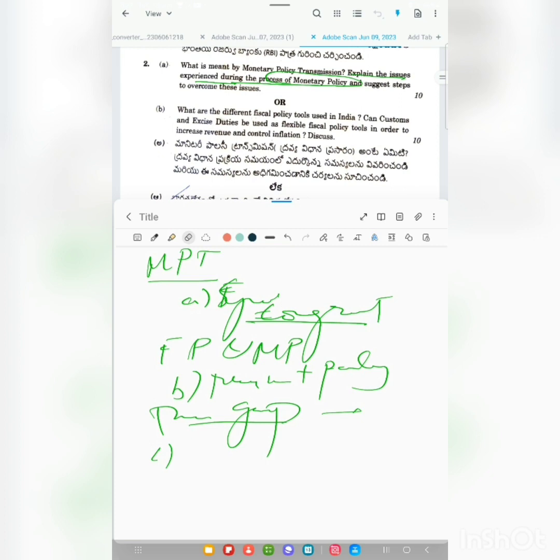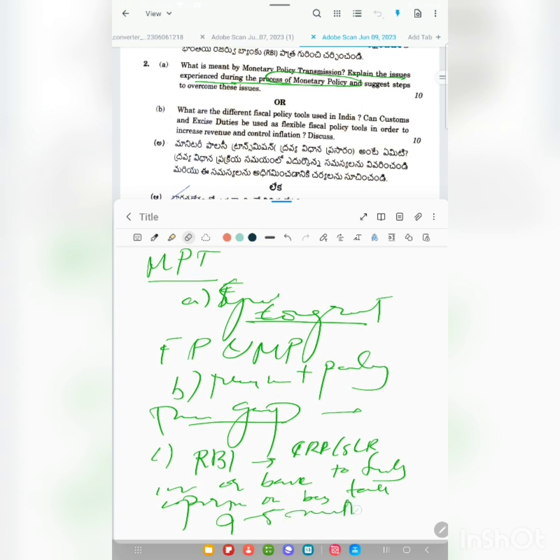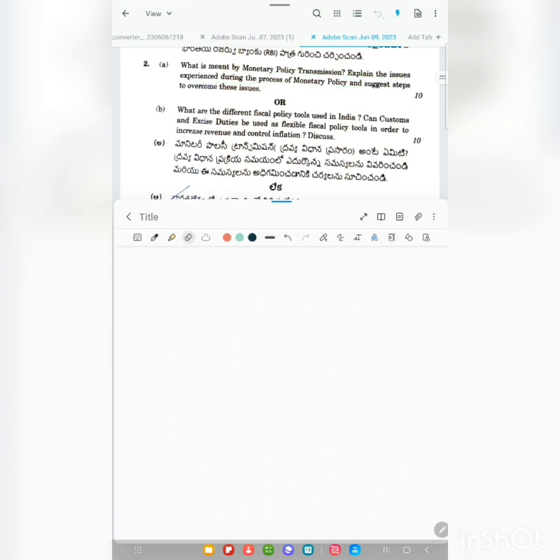And I also wrote that sometimes the Reserve Bank announces CRR, SLR, but for the banks to fully operate on the basis of these, the monetary policy takes a minimum of 4 to 5 months. And the other main impact of this major issue is that the monetary policy can become outdated.